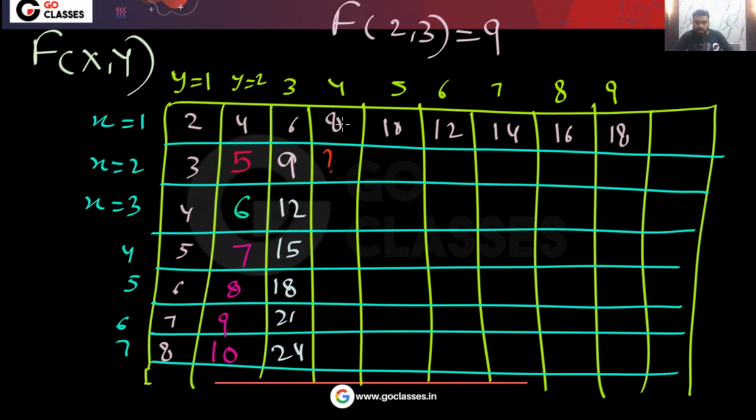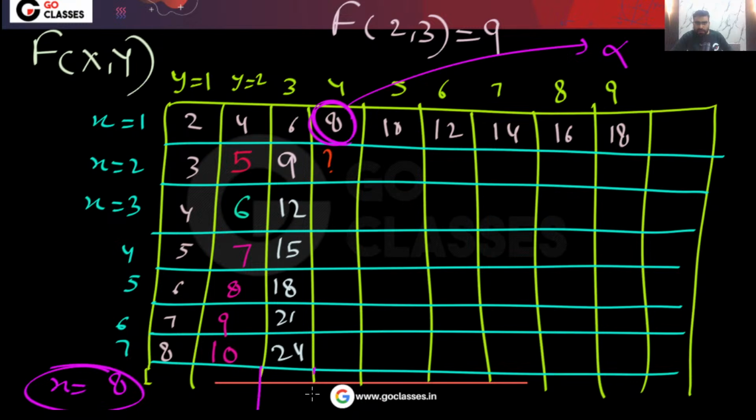If you want to find this value, first you find this is your alpha. In the previous column, you find where x is 8. That will be 27. This 27 will be your answer. So here you can put 27. Remember, here you can put 27. So that's it. I hope you understood.